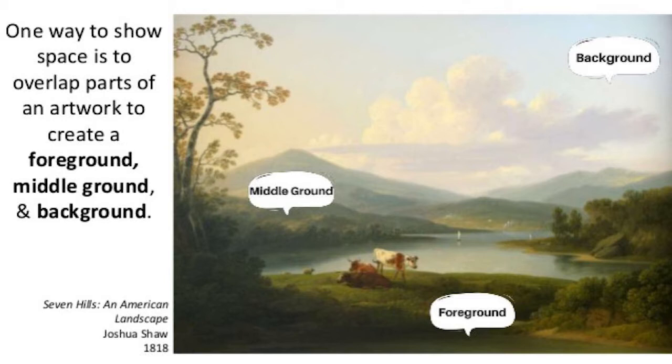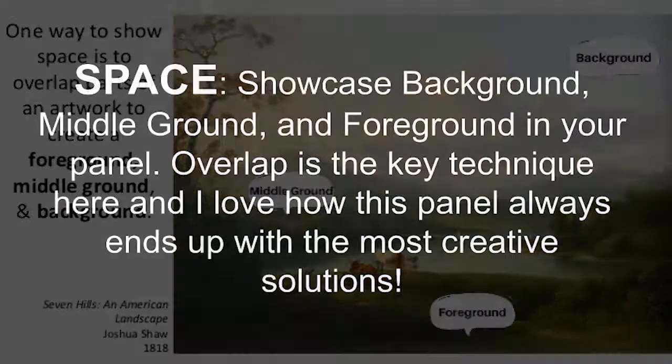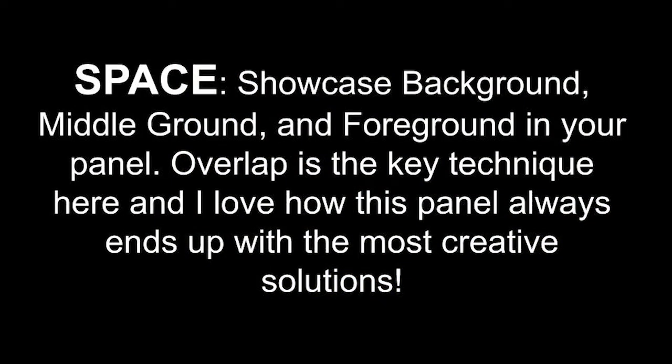One way to show space is to overlap parts of an artwork to create a foreground, which is the very front here, middle ground, which is right in the middle of the horizon line, and then the background, the very top of the horizon line and the sky. In this project, you must showcase the background, middle ground, and foreground in your panel. Overlap is the key technique here, and I love how this panel always ends up with the most creative solutions.